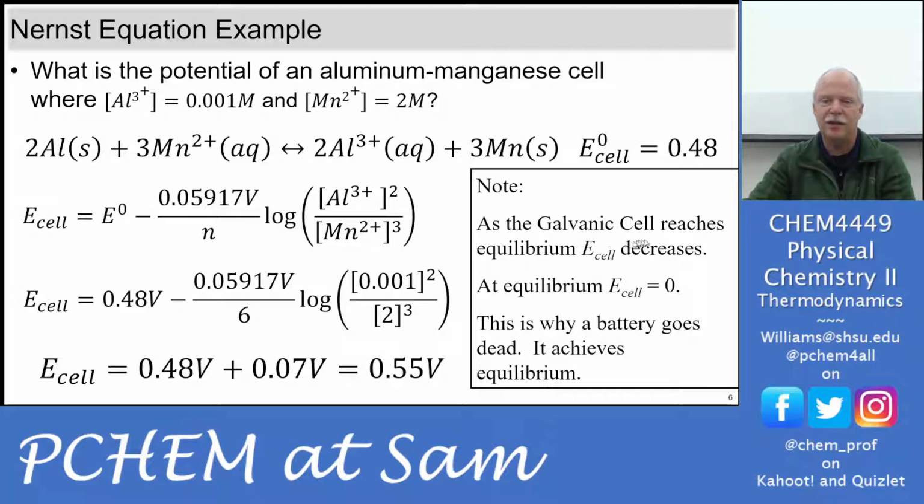So as the galvanic cell reaches equilibrium, E cell decreases. At equilibrium, E cell equals 0. And this is why a battery goes dead. It achieves equilibrium. Now, equilibrated cells are the safest cells there are, right? Because they don't do anything.